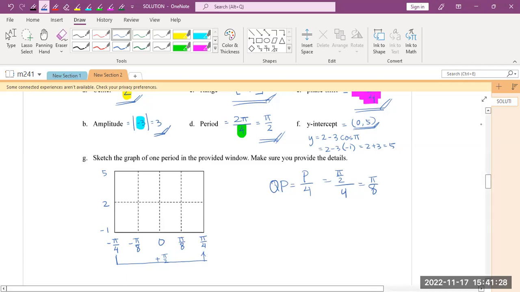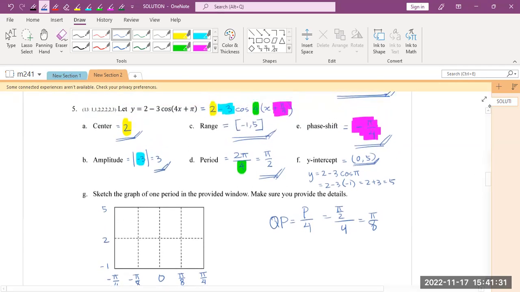Okay, now, and then we see this is negative cosine, right? So the graph actually starts from the bottom, use red color, from the bottom here, goes to the middle, goes up here, here.